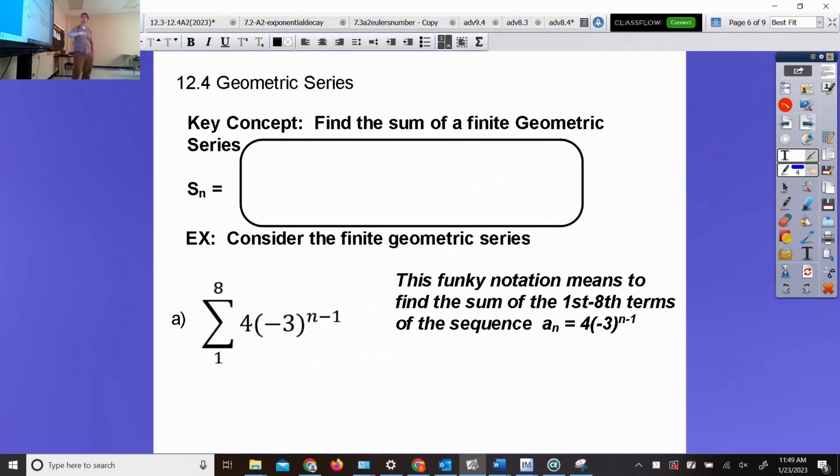So now you're moving on to sums or series. Here's another formula given to you by Gauss, the same guy who gave you all that stuff we talked about in the beginning. Find the sum of a finite. You know what finite means? Stops. Finite means limited or stops. Sequence that stops.